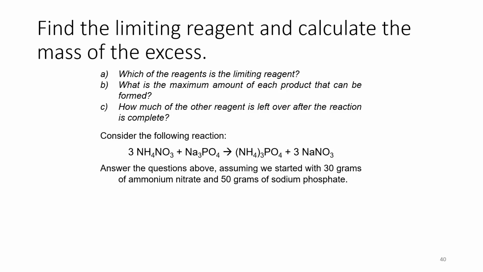Consider the following reaction. Assuming we start with 30 grams of ammonium nitrate and 50 grams of sodium phosphate. What is the limiting reagent? What's the maximum amount of each product that can be formed? How much of the other reagent is left over after the reaction is complete?